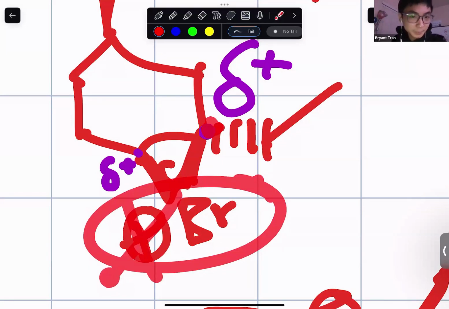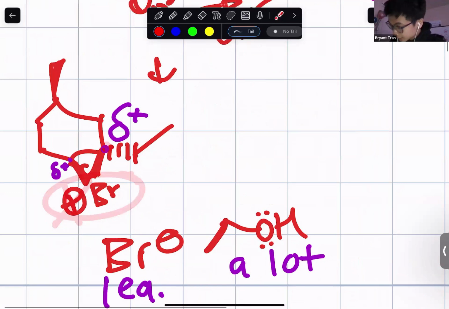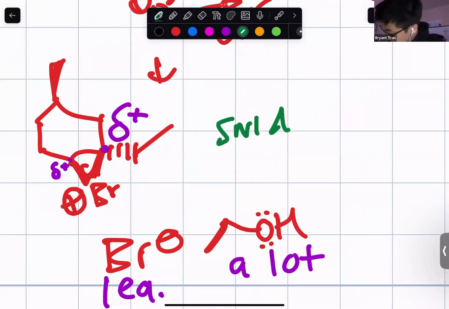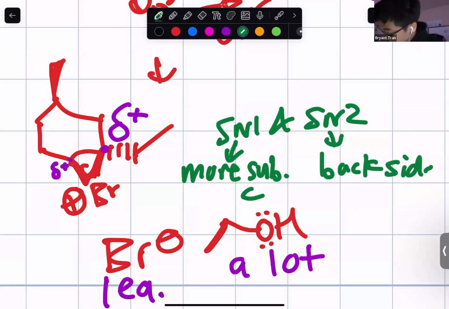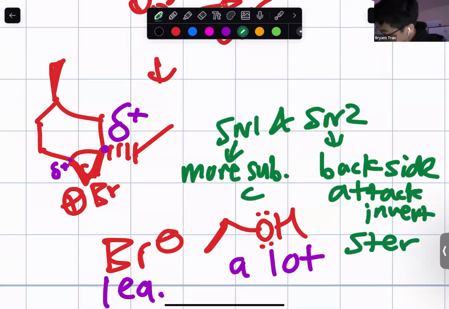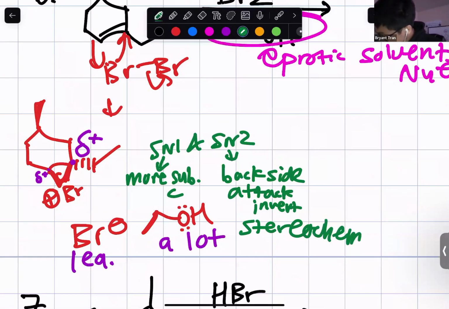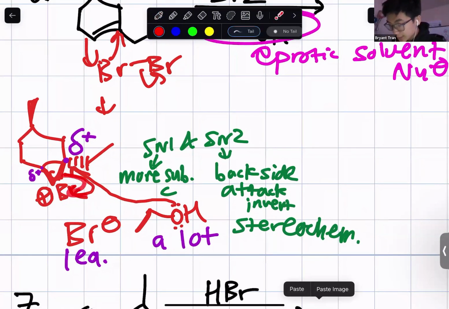Because of steric hindrance. So this reaction here in acidic conditions has both SN1 and SN2 properties. The SN1 property is that we're going to attack the more sub carbon. The SN2 property is the backside attack, invert stereochemistry. Right? So when this alcohol here attacks the more sub side, we invert the stereochemistry there when we kick off that ring. So the SN1 part of this reaction is that we attack the more sub side. The SN2 part of this reaction is that we invert the stereochemistry.